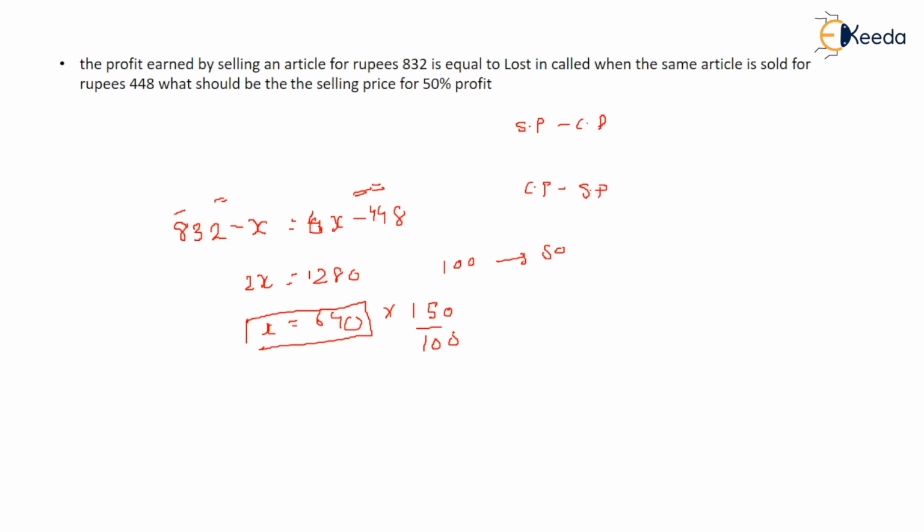Okay, 960 is the price. 960 rupees. If we sell this article at this price, he will get a 50% profit.